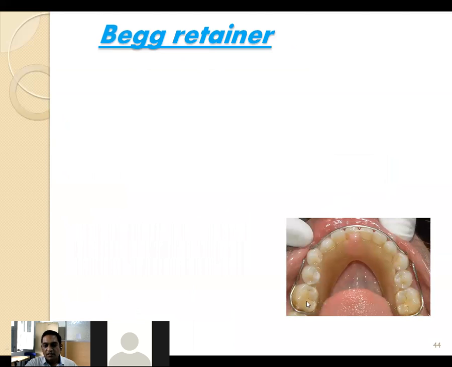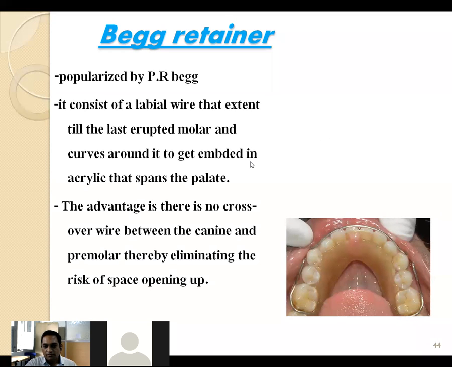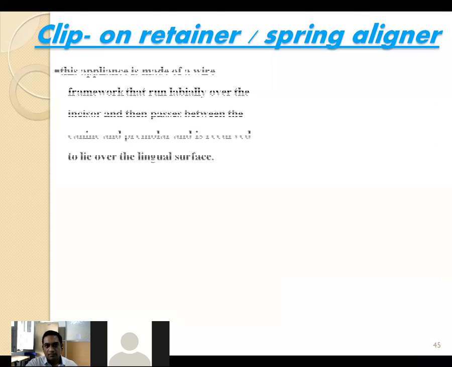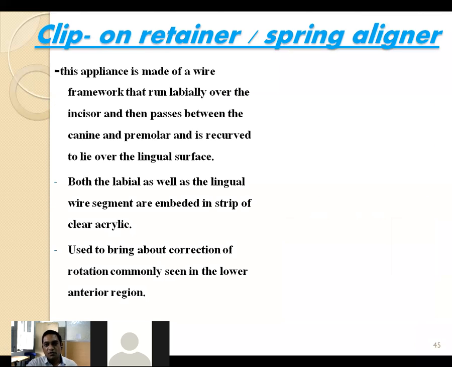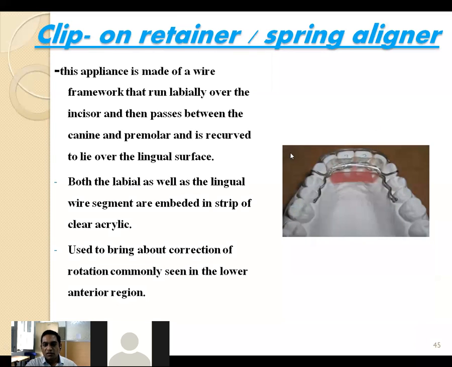This is how the Begg retainer looks like. This is a removable type of retainer, encircling from molar to molar, a single wire, and the acrylic plate. And the next one is the clip-on retainer. This is how the clip-on retainer looks like. This is a stainless steel framework with acrylic on the lingual side.